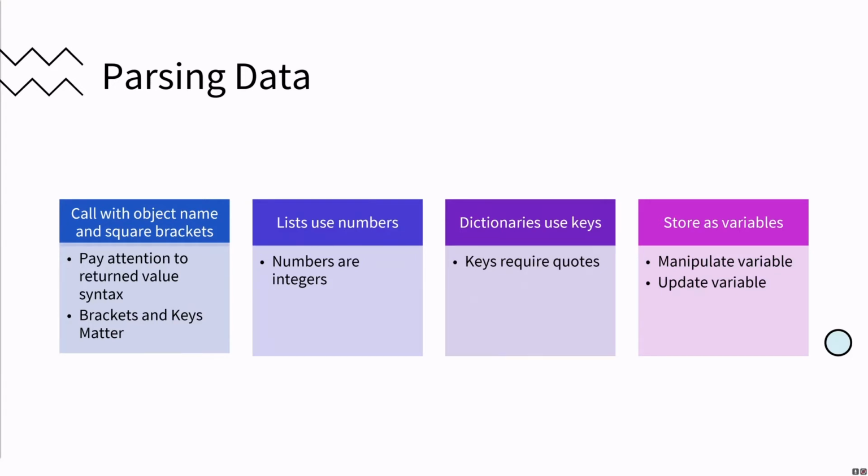Lists use numbers, and we call items in a list with square brackets indicating the integer number. Dictionaries all use keys. Keys require a quote, and dictionaries use curly brackets. And we're going to store specific values as variables so that we can do something with those values and then return it back to the API server.